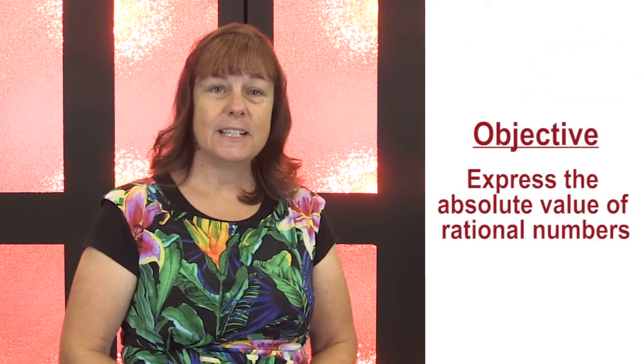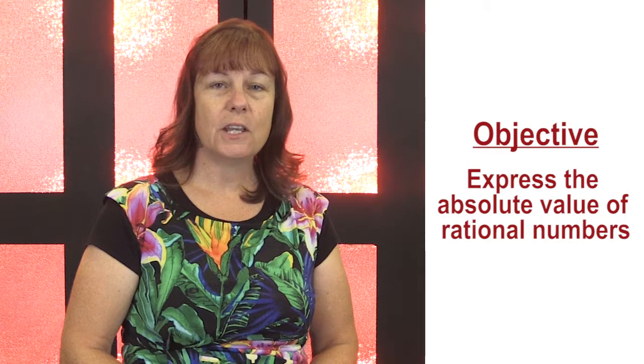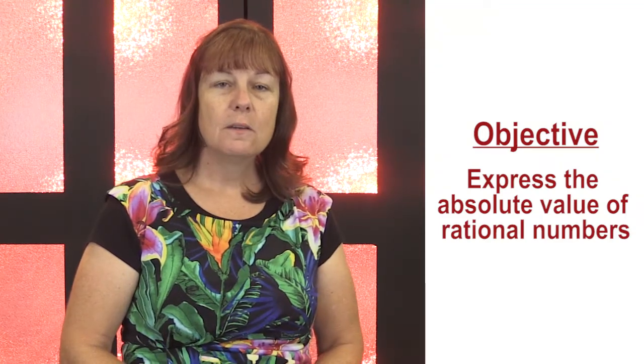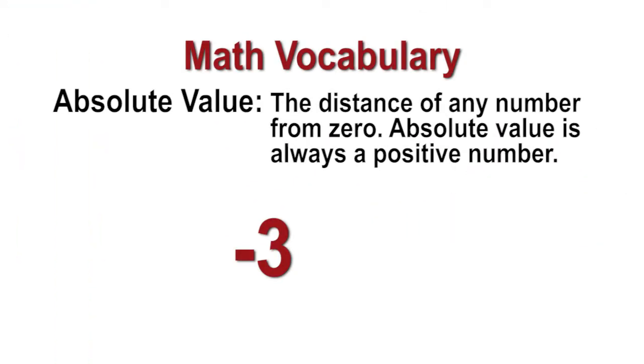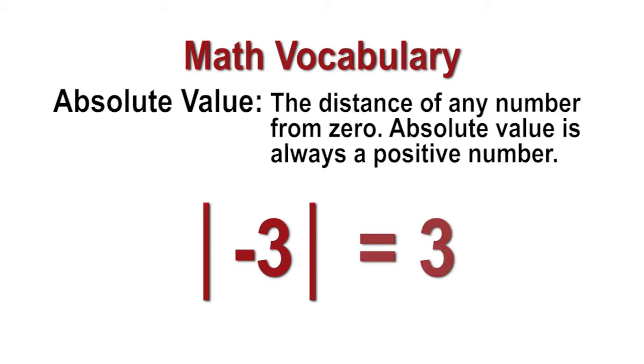The objective of this lesson is to express the absolute value of rational numbers. Vocabulary we will be using for this lesson is as follows. Absolute value. It is the distance of any number from zero. Absolute value is indicated by placing a pair of lines around the number. Absolute value is always a positive number.